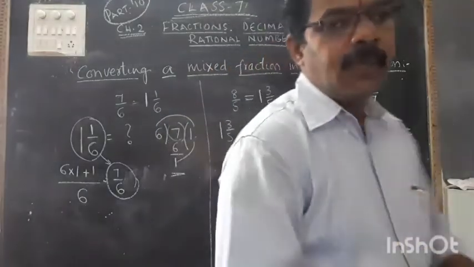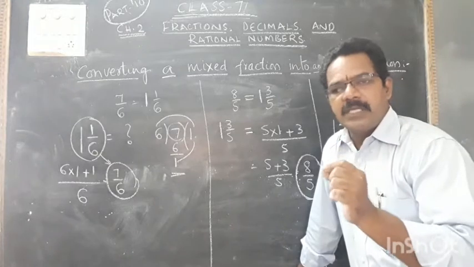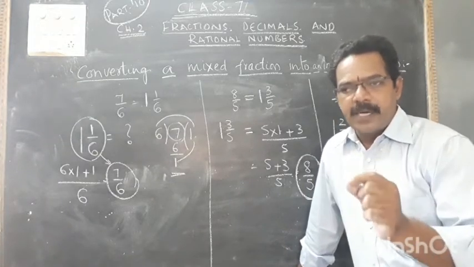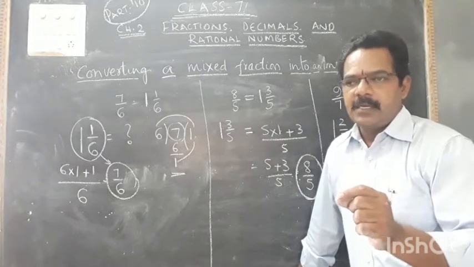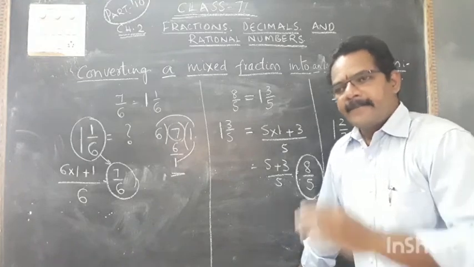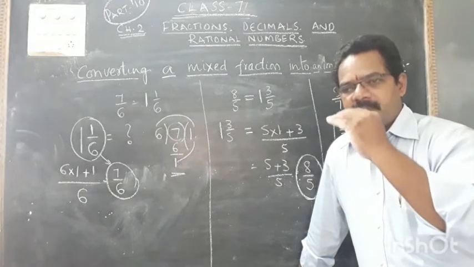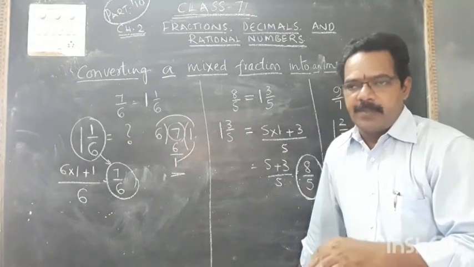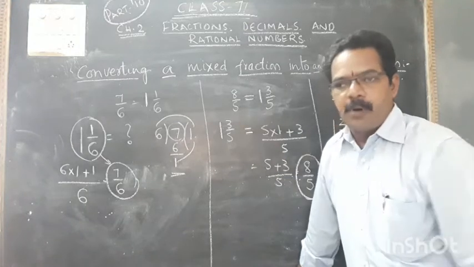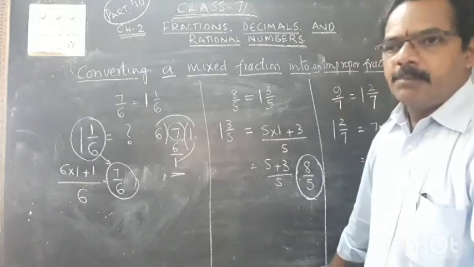A proper fraction is nothing but a part of a whole. The numerator is always less than the denominator. If in a fraction the numerator is less than the denominator, then we can call it a proper fraction. If in a fraction the numerator is more than or greater than the denominator, then we can call it an improper fraction. An improper fraction can be converted into a mixed fraction.